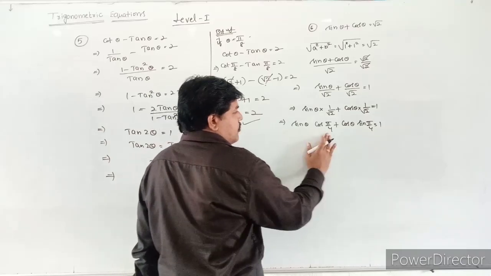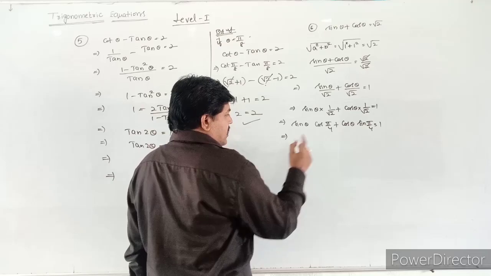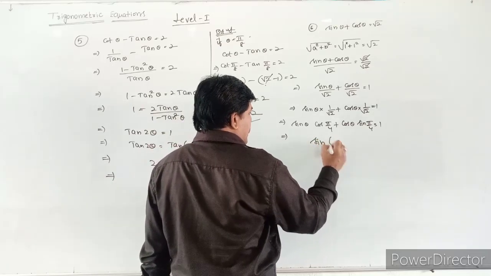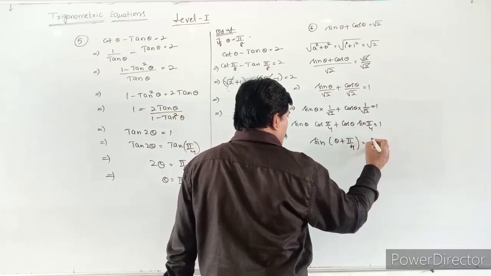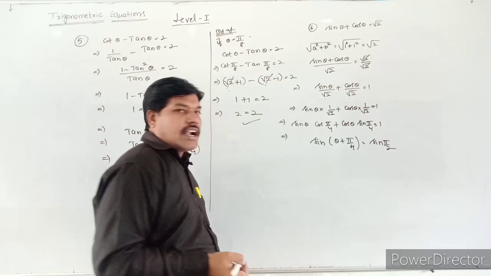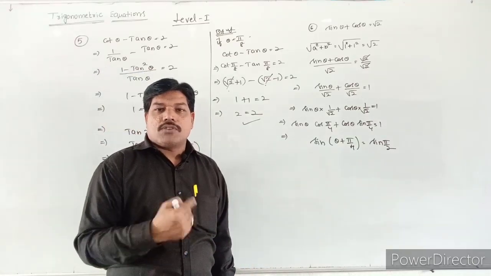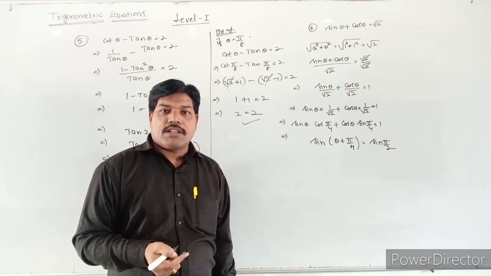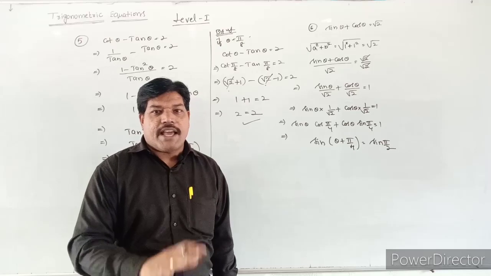So sin A cos B plus cos A sin B. What is the formula, students? Sin of A plus B. So it will become sin of theta plus pi by 4, so that is equal to 1. 1 is nothing but sin pi by 2. Why? Because the LHS is in terms of sin, so on the RHS also we have to write in terms of sin only. They are asking the principal solution, so you can write directly.